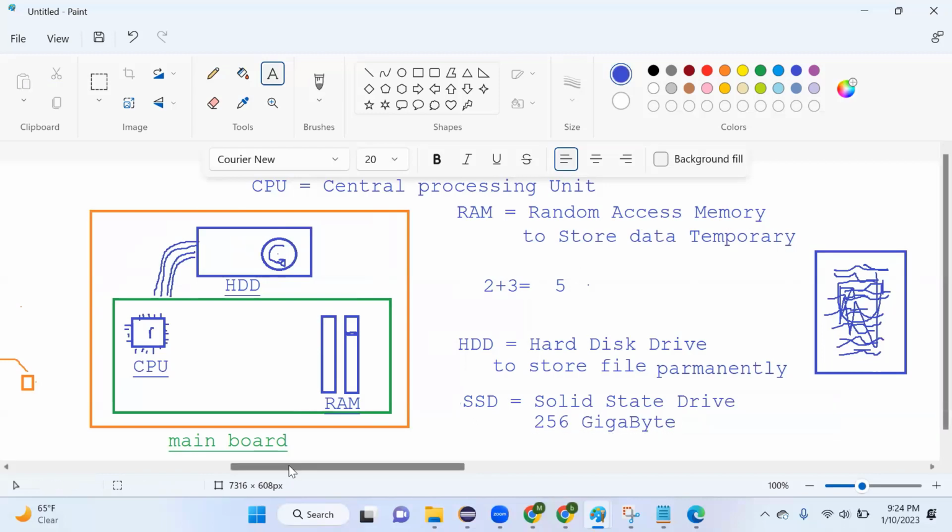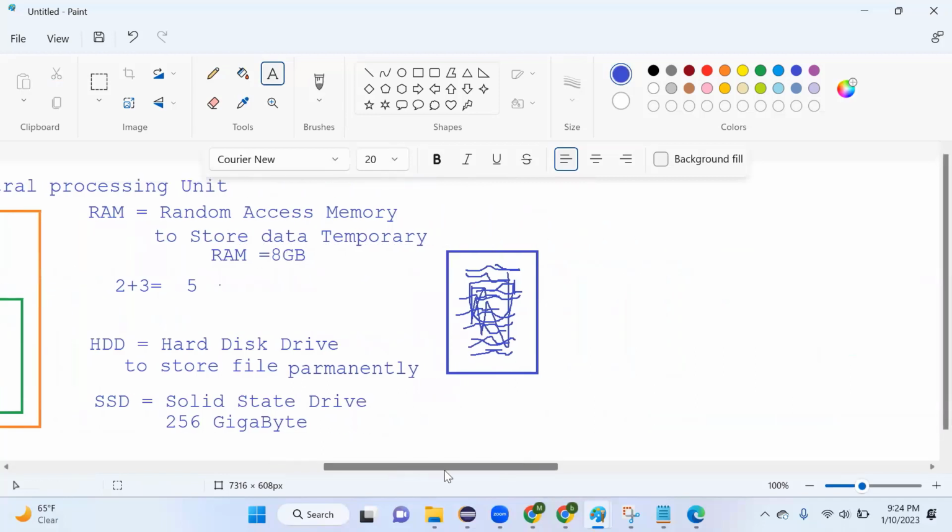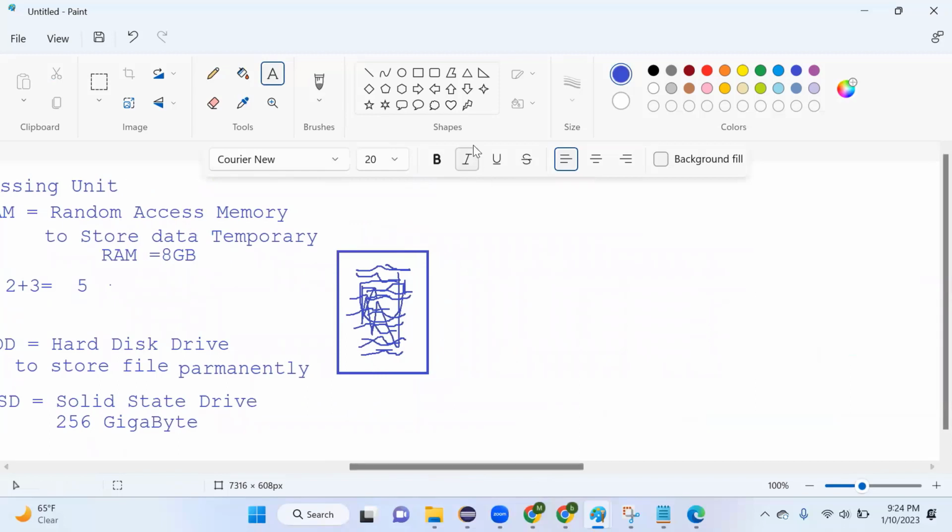Suppose my RAM size is 8 GB. What does it mean? Your laptop RAM is 8 GB. That means your laptop has 8 GB of space. Suppose you have many spaces.